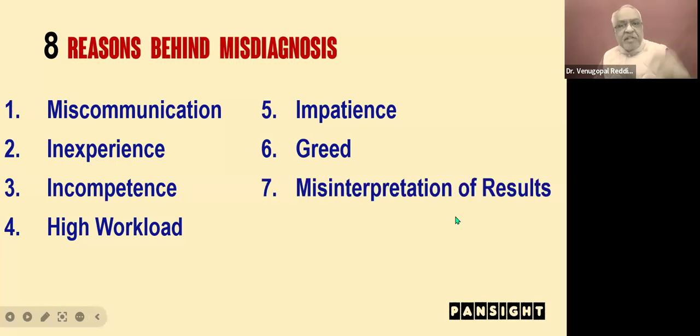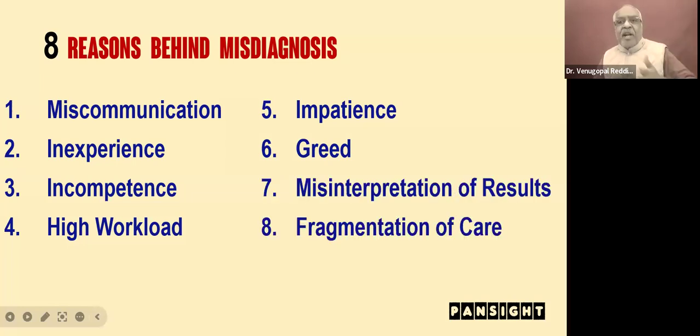Then misinterpretation of results, then fragmentation of care. What I mean is, 40 or 50 years back, if you asked a person who is your doctor, he'd say one name. Now, if you ask who is your doctor, he'll give 5 names. I have a neurologist, a gastroenterologist, a cardiologist, an ENT specialist. Am I right? If I'm right, put R in the chat box.